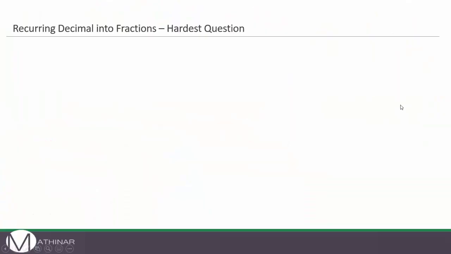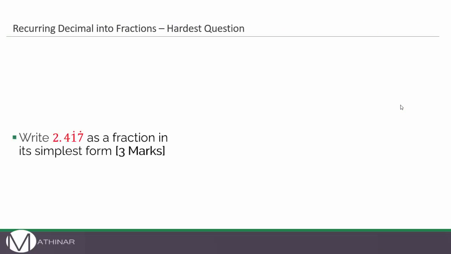Now let's move on to what I believe would be the hardest type of question you could get in a GCSE exam on this topic. So here we have a question which is taken from a GCSE paper. Write 2.417, where the 17 is recurring, as a fraction in its simplest form for 3 marks. So this is our number. Let's put x equals 2.417 recurring. On a calculator display, this is what it would look like, 2.4171717.